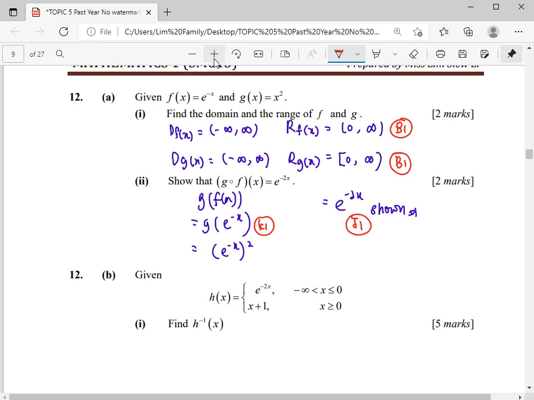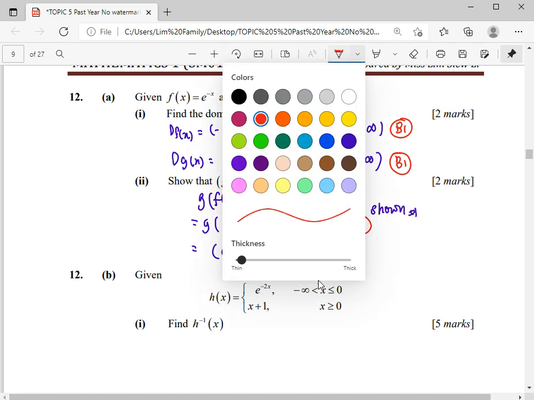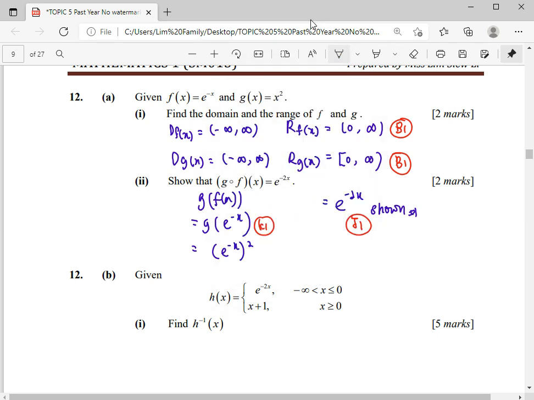Then we go for question B. They give us a piecewise function here. Find the f inverse. So you have to look at your graph and see, is your piecewise function a one-to-one function? If it is one-to-one function, the whole part of the graph can be inversed. But if it's not one-to-one function, then you have to figure out which part you have to inverse.